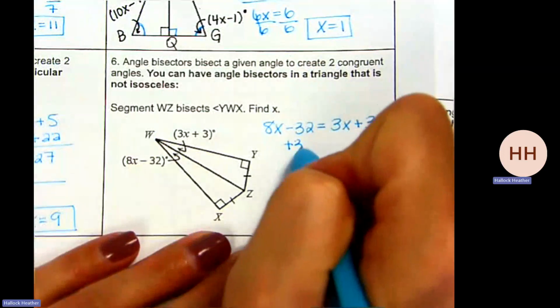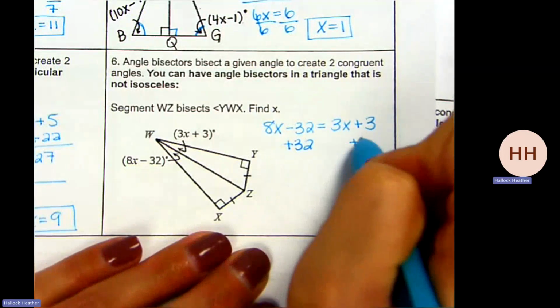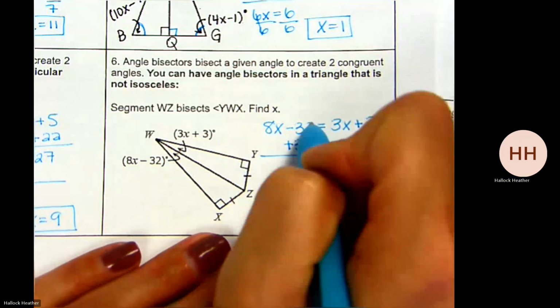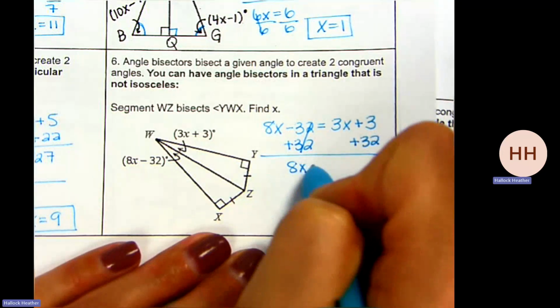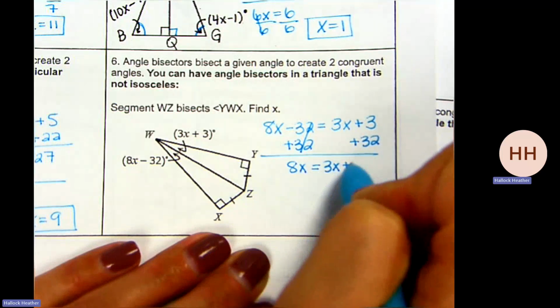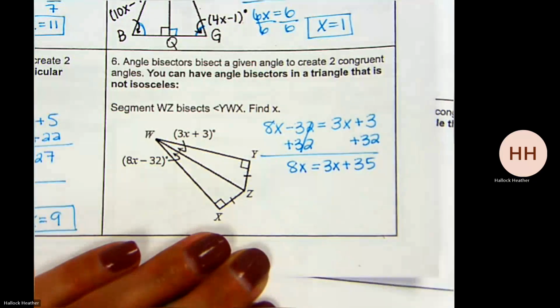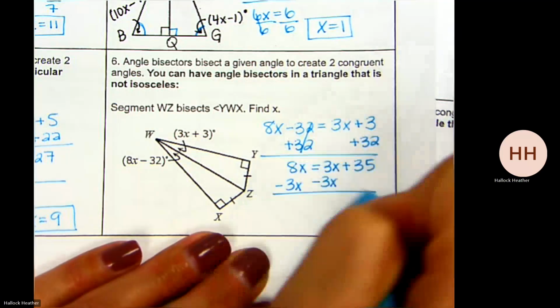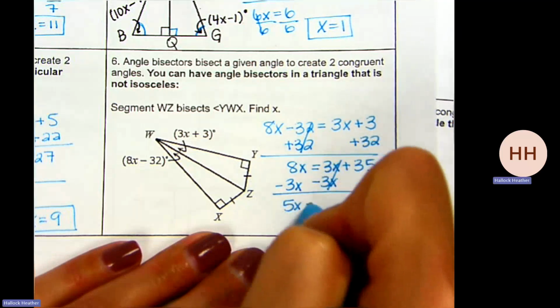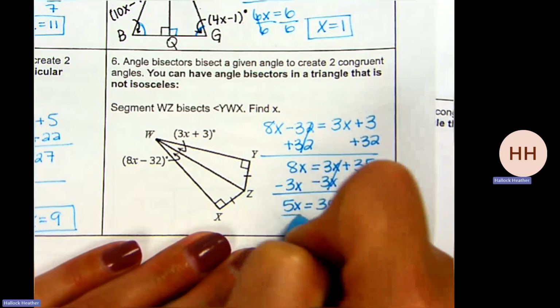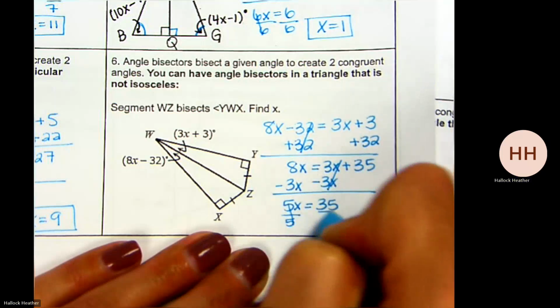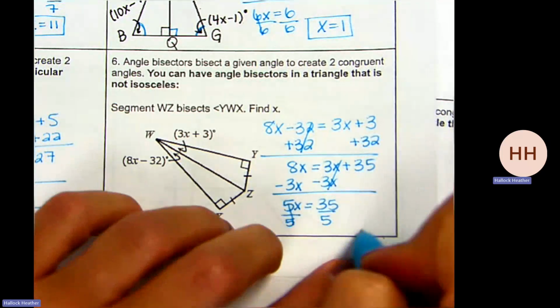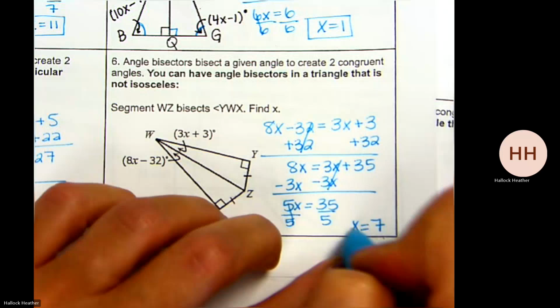So add 32. Numbers go with numbers, always and forever. So I have 8x equals 3x plus 35. And then minus 3x from both sides. So 5x equals 35. I'm not moving too fast, am I? I'm going at a good speed. X equals 7.